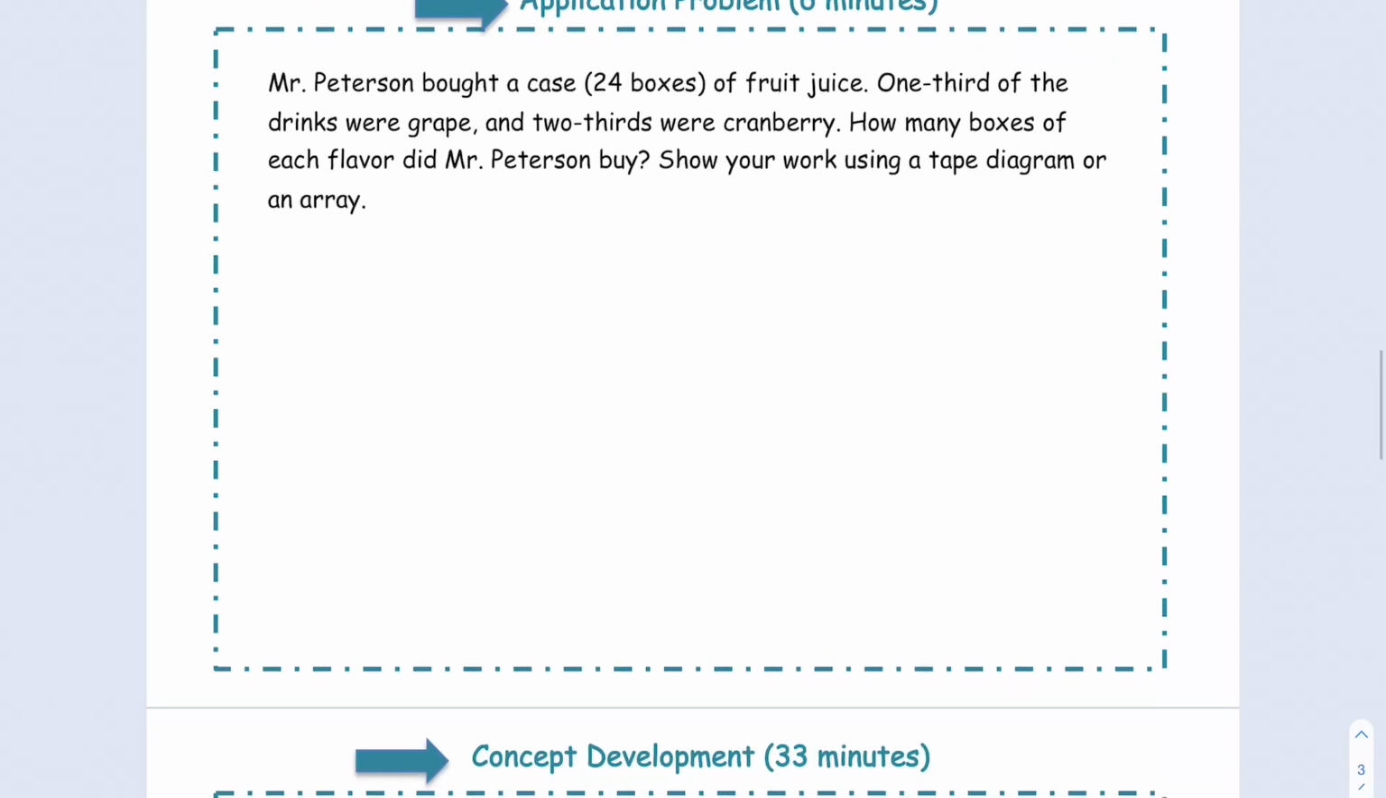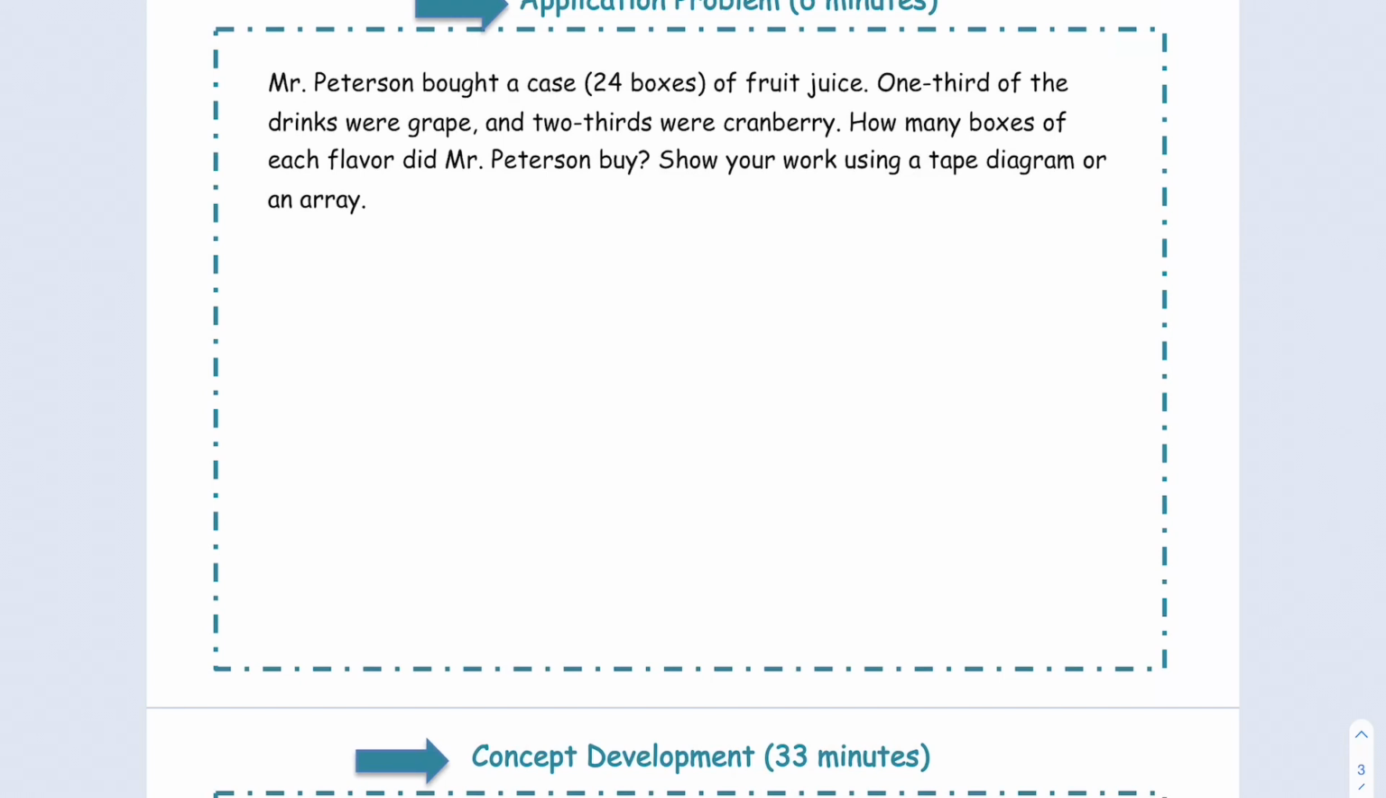So the application problem says, Mr. Peterson bought a case, which is 24 boxes of fruit juice. 1/3 of the drinks were grape and 2/3 were cranberry. How many boxes of each flavor did Mr. Peterson buy? Show your work using a tape diagram or an array.